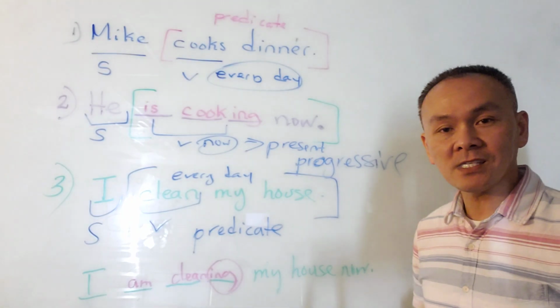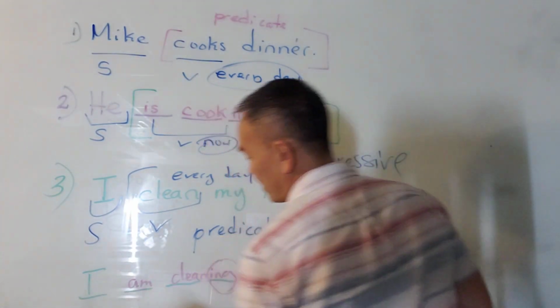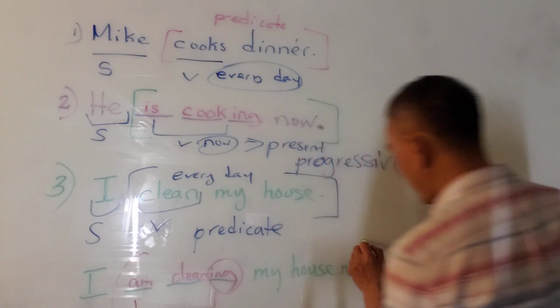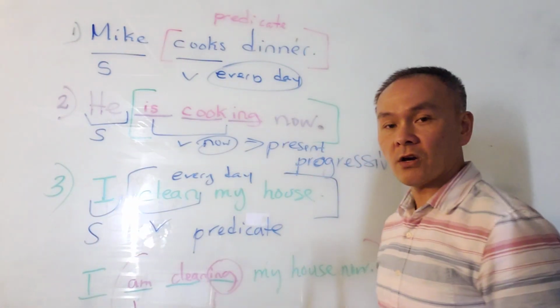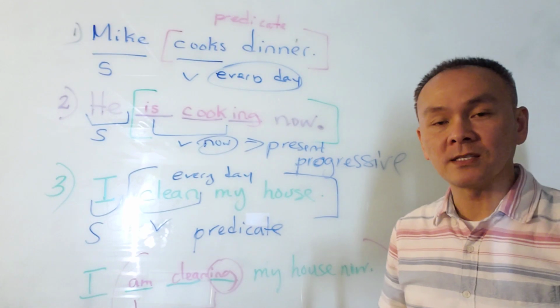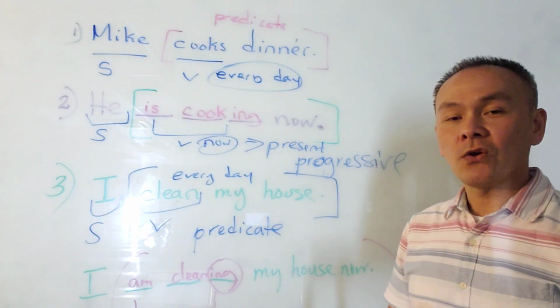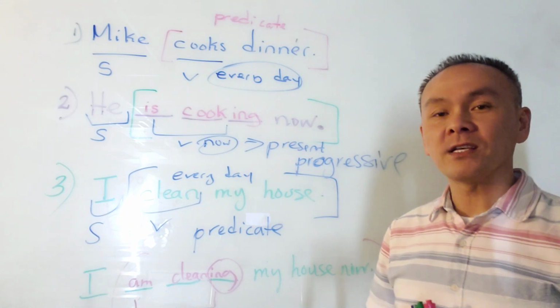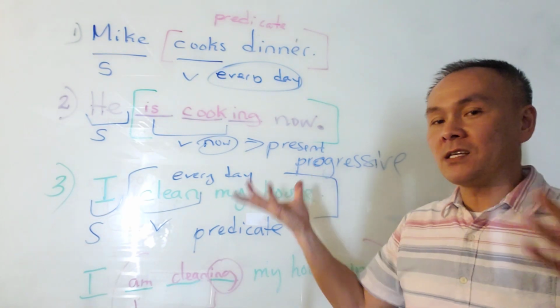So what is the subject? What are the verbs? These are the predicates. So this right here is called present progressive. Okay? So I hope you understand what present progressive is, what simple present is, what a subject is, what a predicate is.